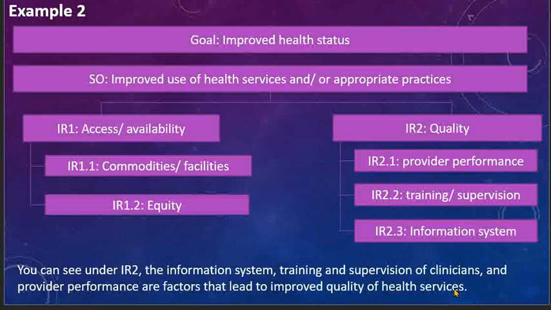Another example, you can see, for example, for improving the health status of our population, we want to improve use of health services. Then for us to improve use of health services, we have to improve accessibility.